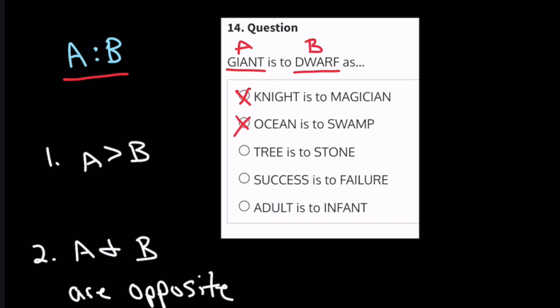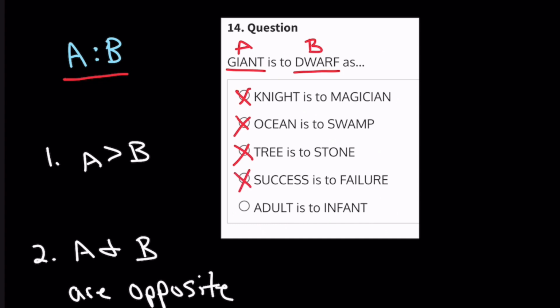They're not opposite, so we're going to eliminate that answer choice. Then we have tree is to stone. So a tree could potentially be bigger than a stone. However, these are not opposites, so we're going to eliminate this answer choice. Then we have success is to failure. Well, we have no idea whether or not a success is necessarily bigger than a failure. Could be the other way around. We don't know. So this is not always true, so we're going to go ahead and eliminate that answer choice.